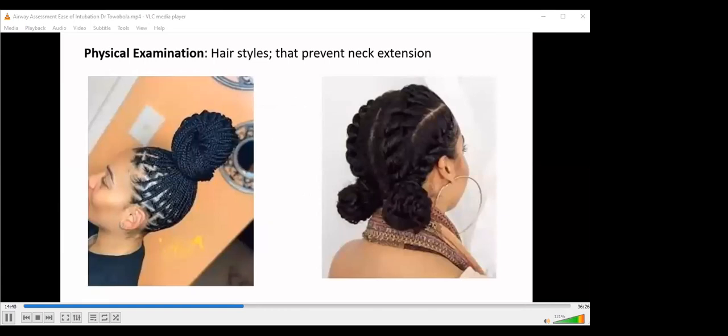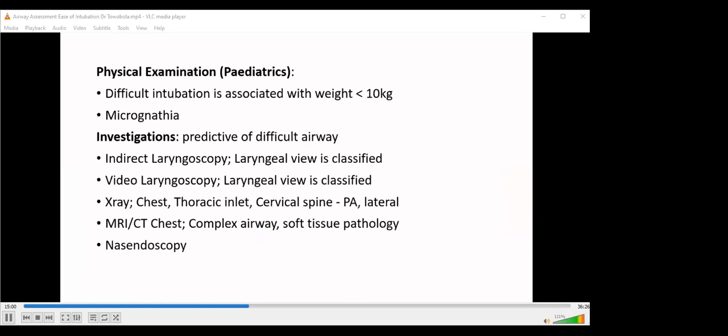These are pictures showing some of the hairstyles that could impede the neck extension and create a situation of a difficult intubation or difficult direct laryngoscopy. In the pediatric age group, we should be wary when the weight is less than 10 kg and when the patient has a small chin.